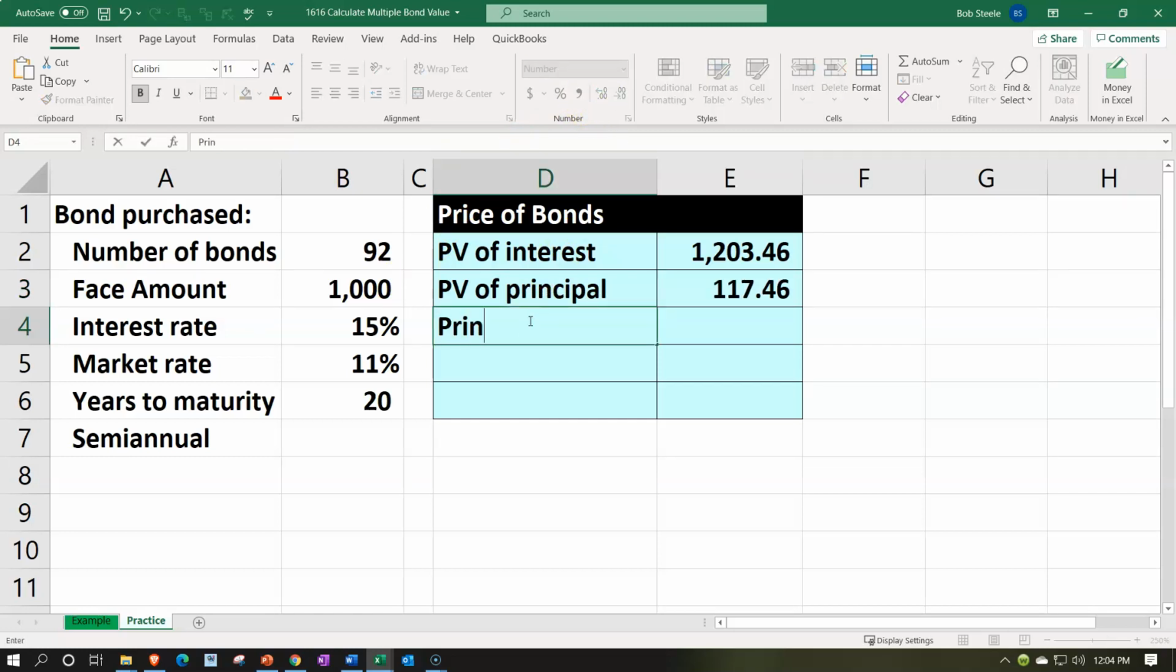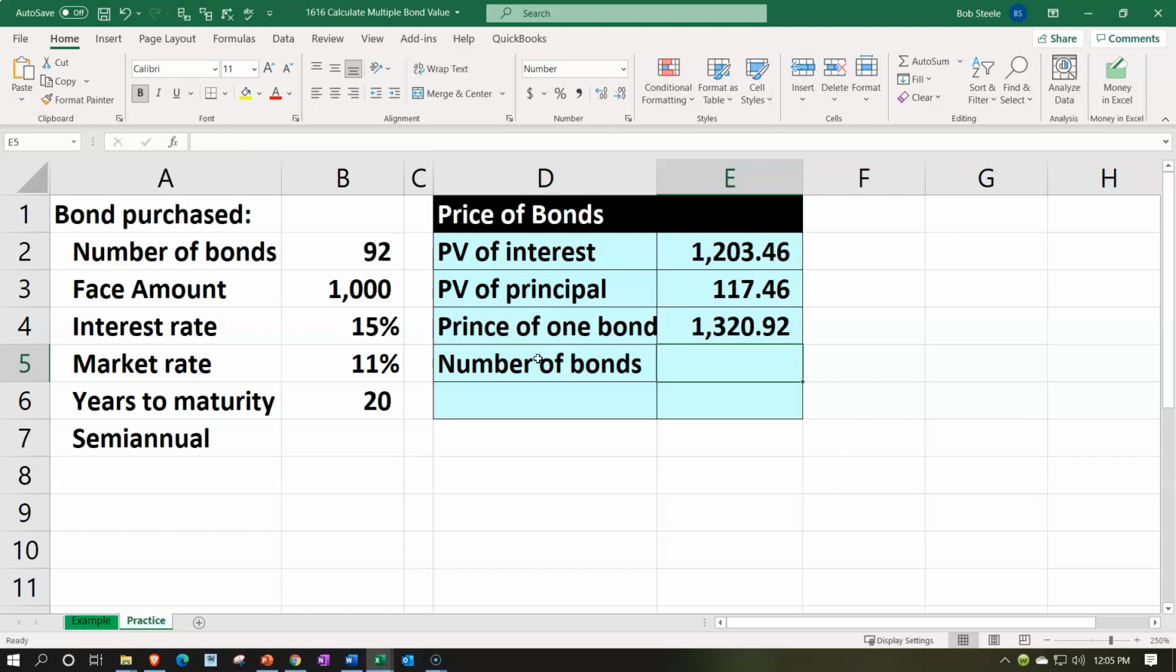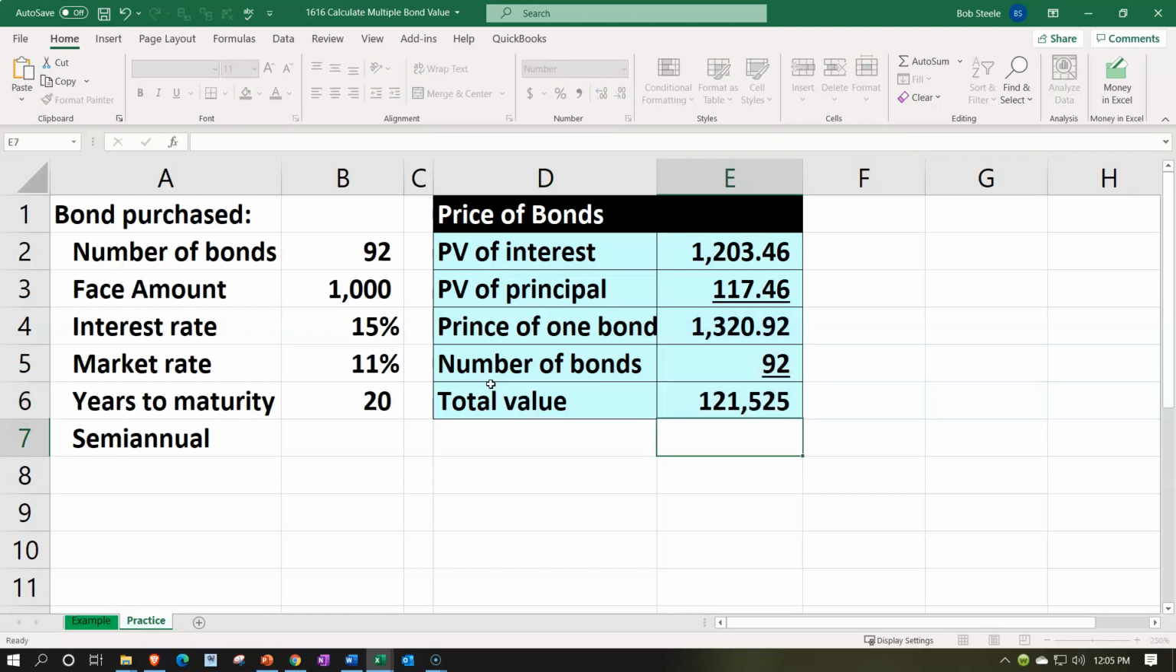So this is going to be the price of one bond, let's say. This will be the sum of those two. And so there we have it. Let's add a couple decimals, and then we'll have the number of bonds. Number of bonds, and it's going to be 92. I'm not going to type it in there; I'm going to take it from my data set over here, 92. And then font group and underline. I'm going to put an underline here as well. And that'll give us the total value, which is going to be equal to the 1,320.92 times the 92. And we'll add a couple decimals there.